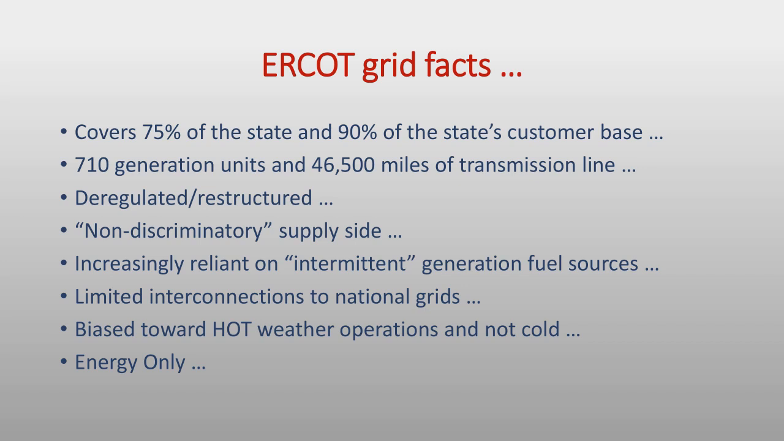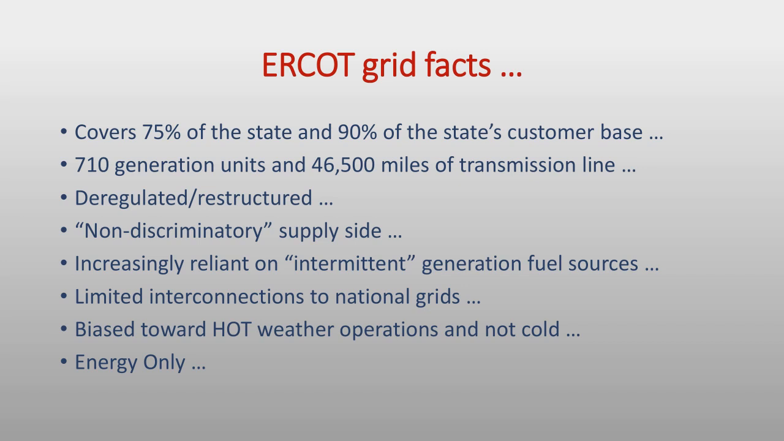ERCOT, that blue grid, covers 75% of the state and has 90% of the customer base. They have 710 generation units. That doesn't include all of the intermittents, the solar and the windmills. These are dispatchable generation units, so there are 710 of them. There are 46,500 miles of transmission line under ERCOT's control. I have absolutely no idea how many distribution last mile lines there are, and I don't know that anybody really has a complete handle on it. Besides, that kind of information is rather closely held. So there are tens of, if not hundreds of thousands of miles of last mile distribution lines.